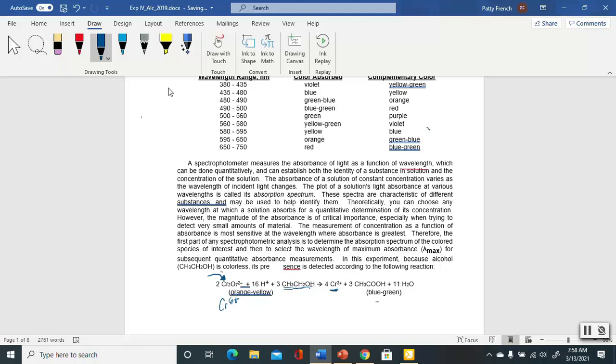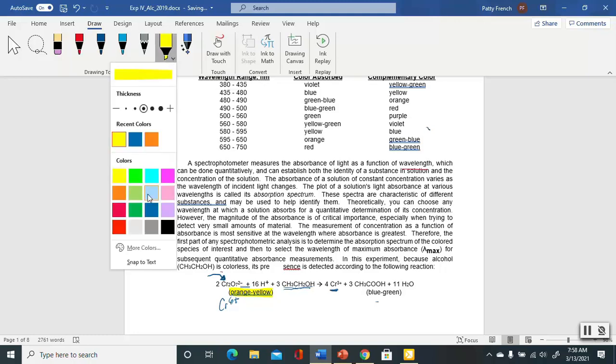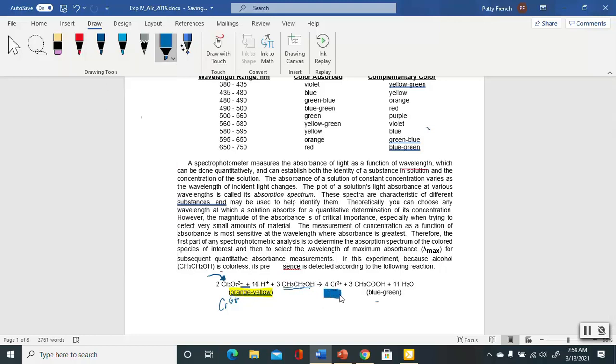Now, the thing that really allows us to figure out what's going on here is that dichromate is a yellow-orange solution. Alcohol, of course, is colorless, as is the acid that we're going to be using. But when the chromium is reduced from 6+ to 3+, it becomes a blue-green color. So it also makes some acetic acid and water.